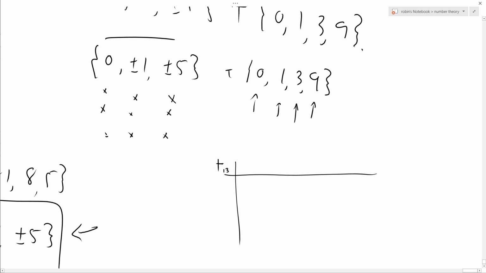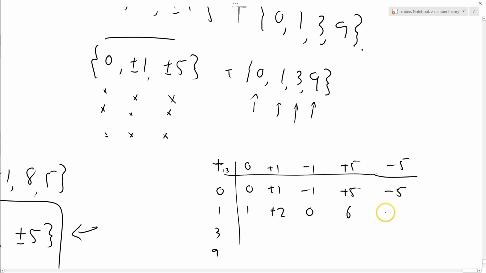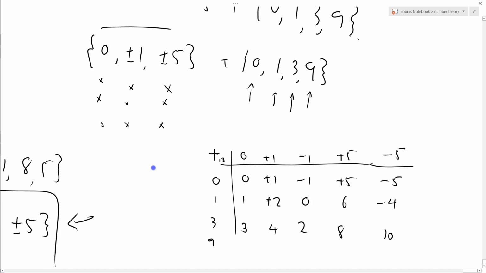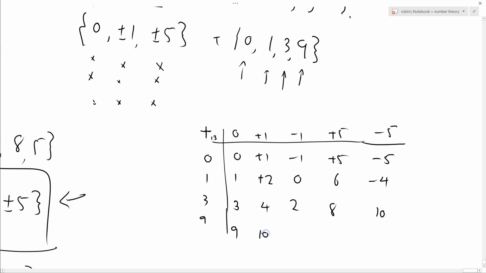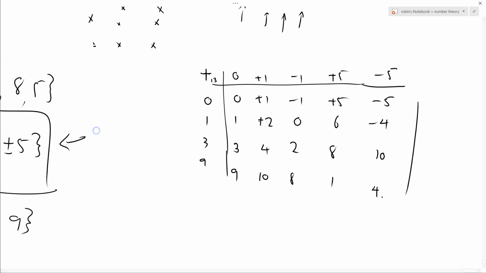I would make a little table of the answer of addition modulo 13, 0, 1, 3 and 9 to 0, plus 1, minus 1, plus 5 or minus 5. Well, 0 plus 1, minus 1, plus 5 and minus 5. 1, that would be 2 or 0. 1 plus 5 is 6, 1 minus 5 is minus 4. 3 plus 0 is 3, 3 plus 1 is 4, 2, 3 plus 5 is 8, 3 minus 5 is 10. 9 plus 0 is 9, 9 plus 1 is 10, 9 minus 1, 9 plus 5 is 14, 9 minus 5 is 4.